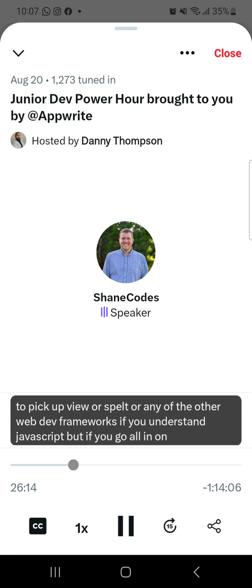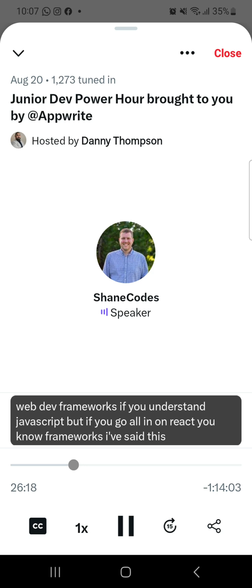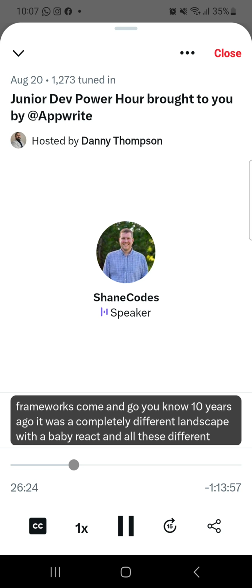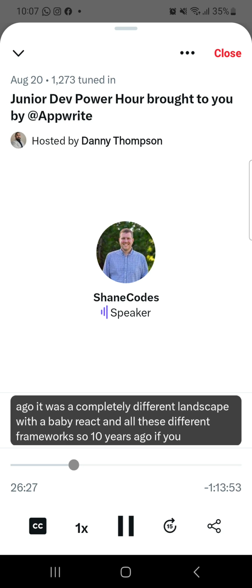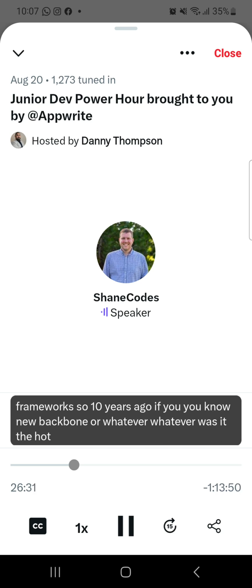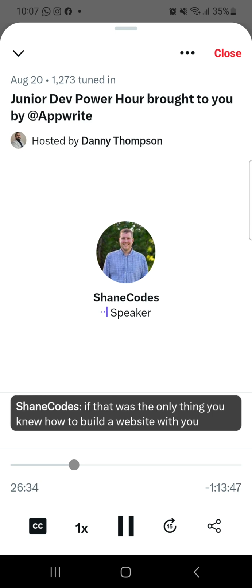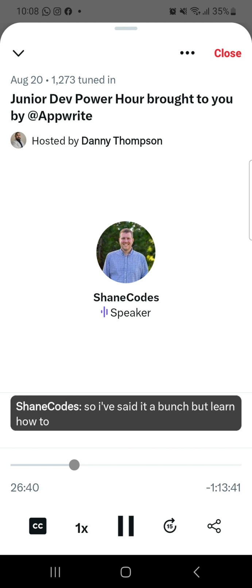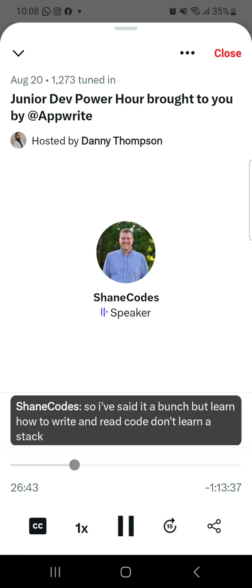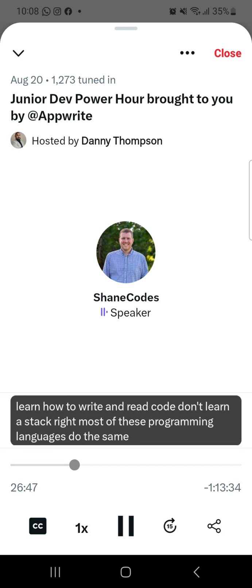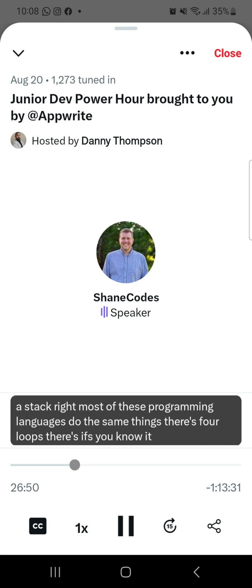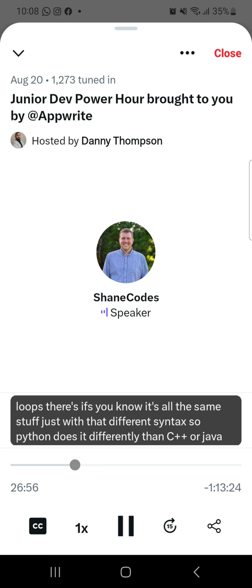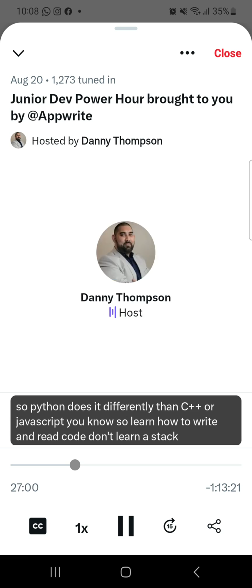But if you go all in on React, frameworks, I've said this 100 times, frameworks come and go. Ten years ago, it was a completely different landscape with a baby React and all these different frameworks. So ten years ago, if you knew Backbone or whatever the hot thing was then, and that was the only thing you knew how to build a website with, you really would have been out of luck. I've said it a bunch, but learn how to write and read code. Don't learn a stack, right? Most of these programming languages do the same things. There's for loops, there's ifs, it's all the same stuff, just with different syntax. Python does it differently than C++ or JavaScript, so learn how to write and read code. Don't learn a stack.